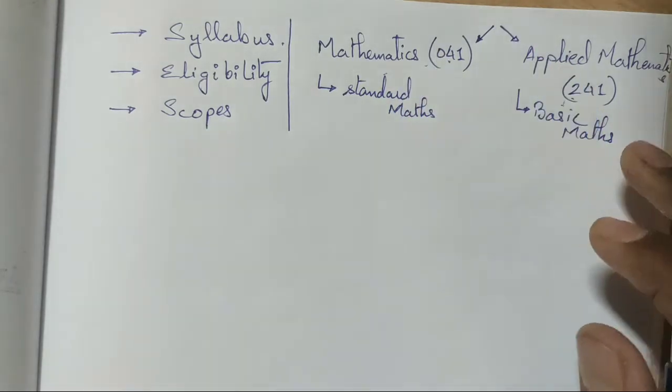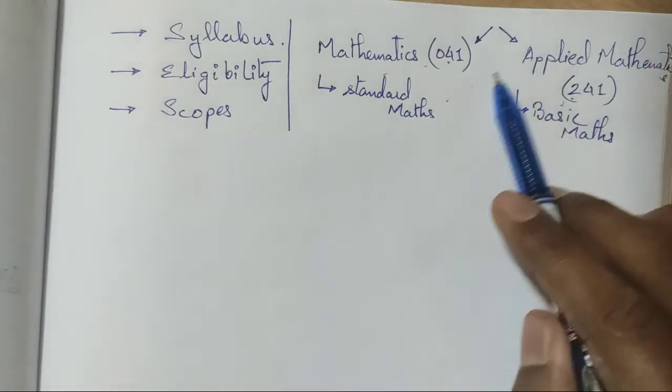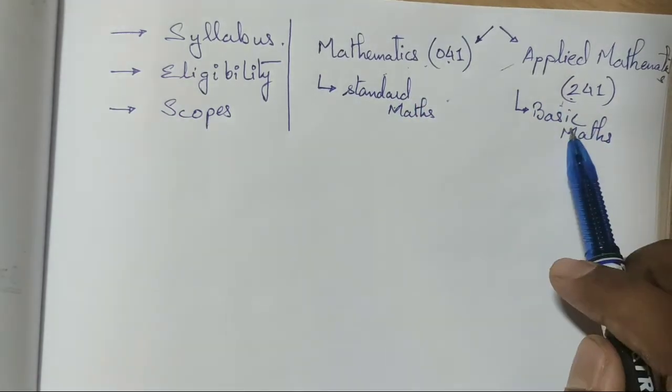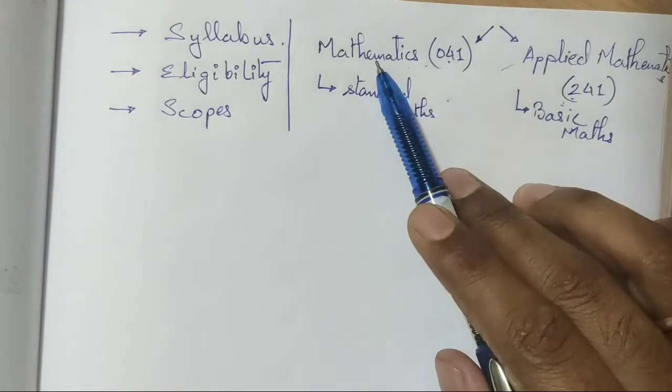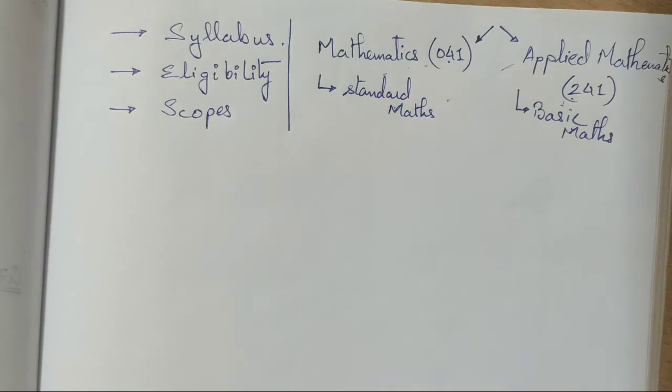Both the subjects will not be a combination, but they can opt for this one or they can opt for that one. But basic maths students can only opt for applied mathematics. They cannot opt for mathematics 041. Understood?